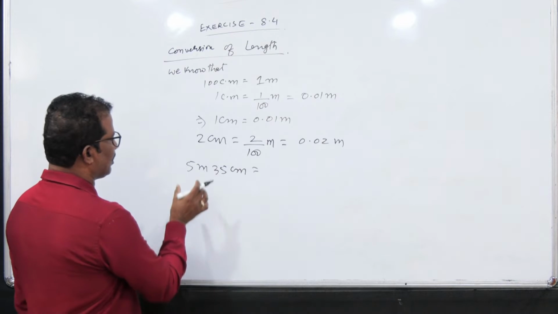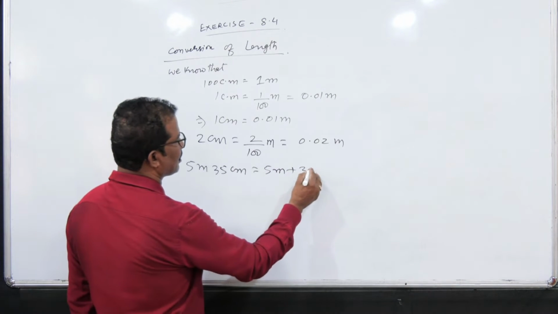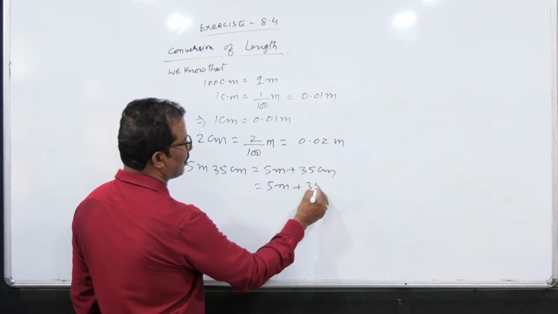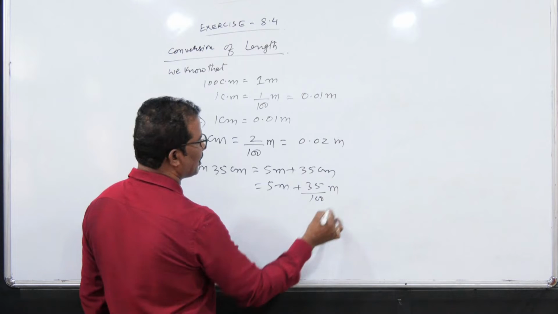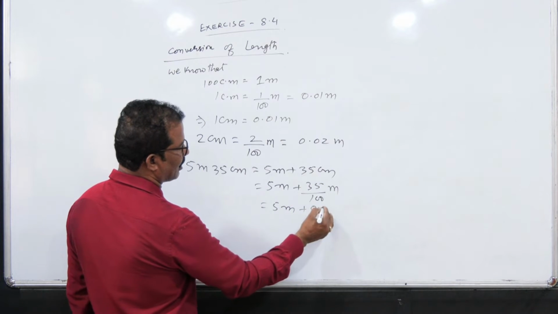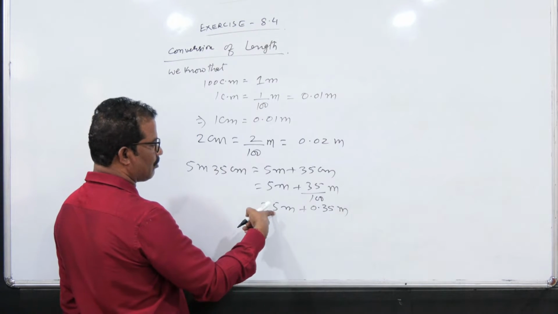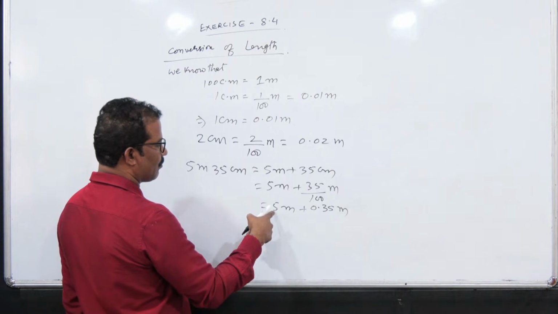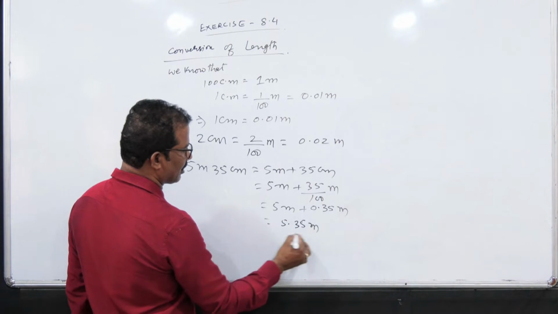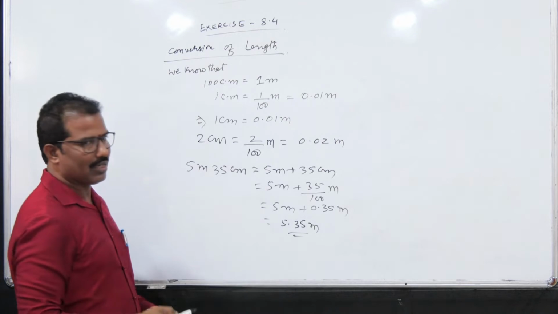So to convert into meter, it is already in meter now. So we can break it like this: 5 meter plus 35 centimeter. So it is 5 meter. Then 35 means 35 by 100 meter only. If you divide 35 by 100, we will get 0.35 meter. To add these two, it is whole number 5, whole number 0, that is 5 plus 0 is 5.35 meter. In this way, we can convert the given centimeters into meter.